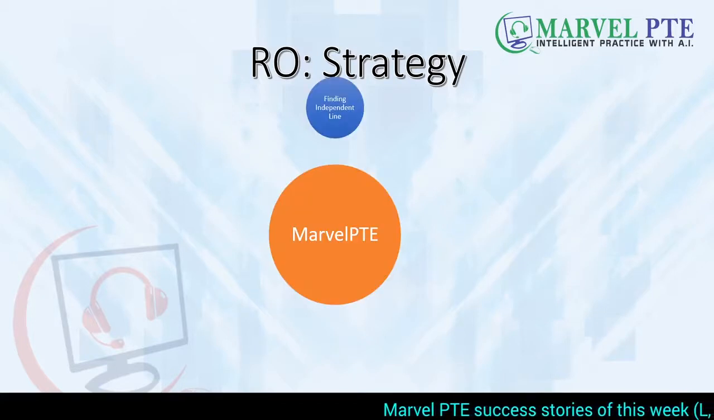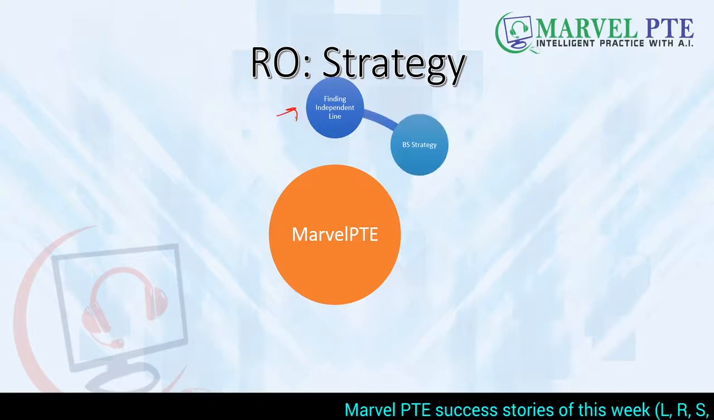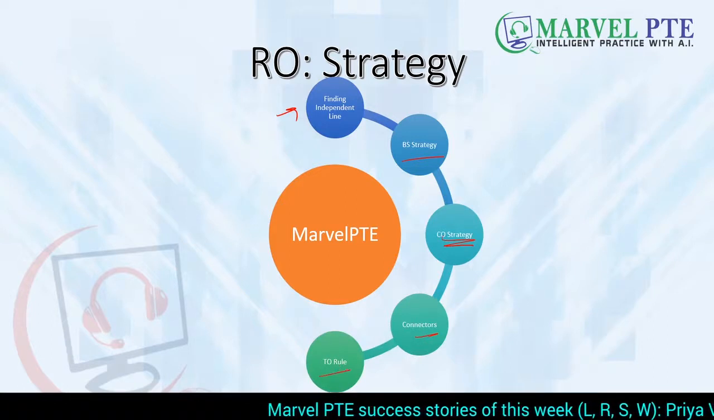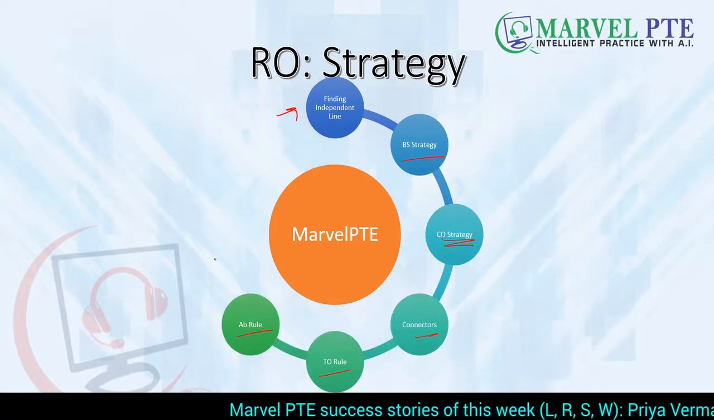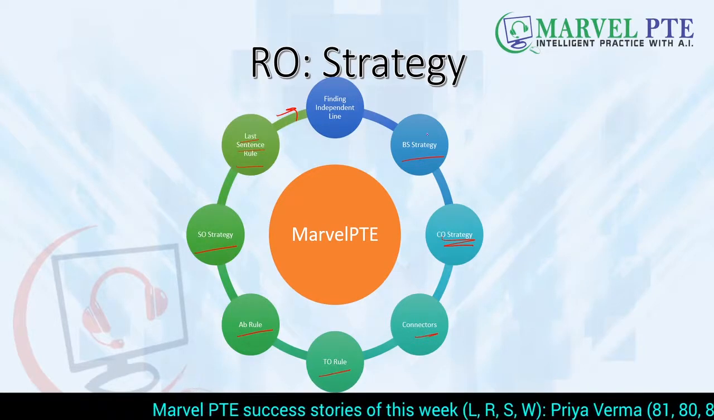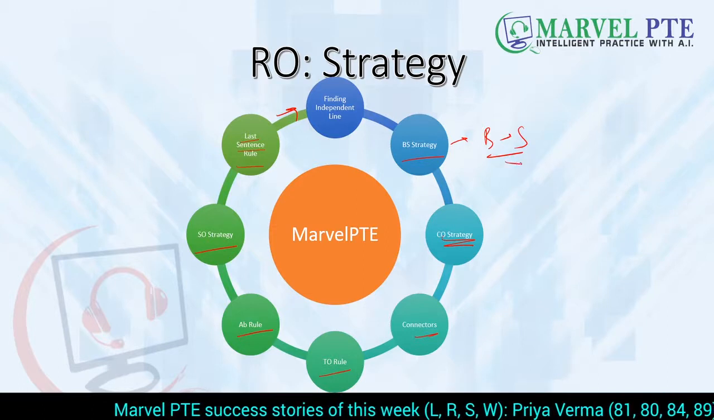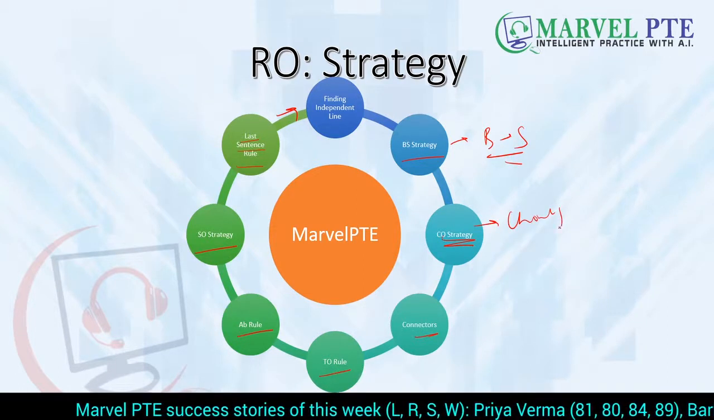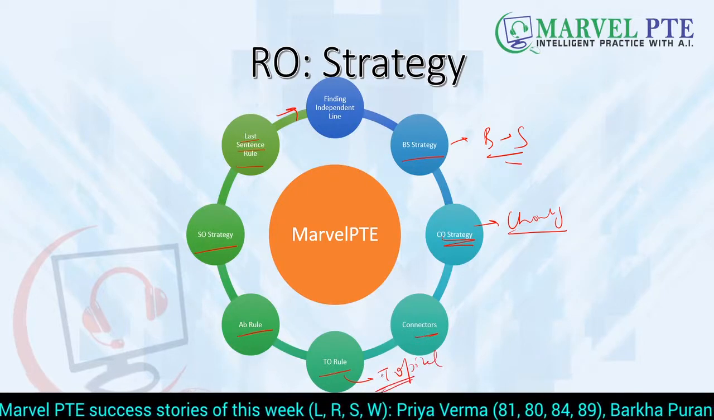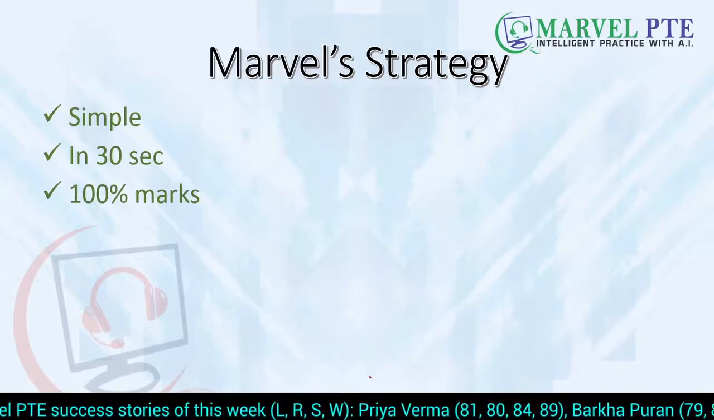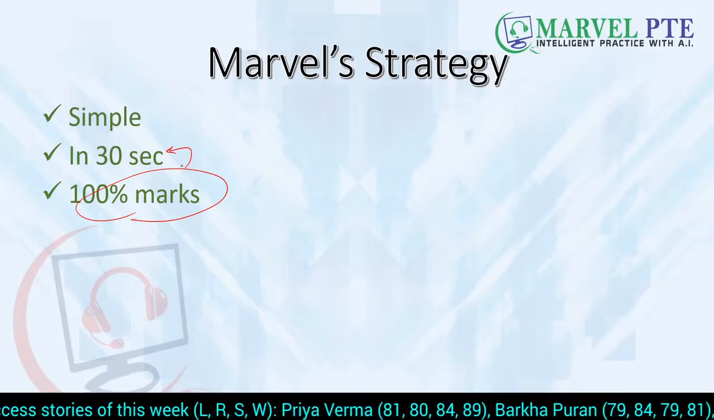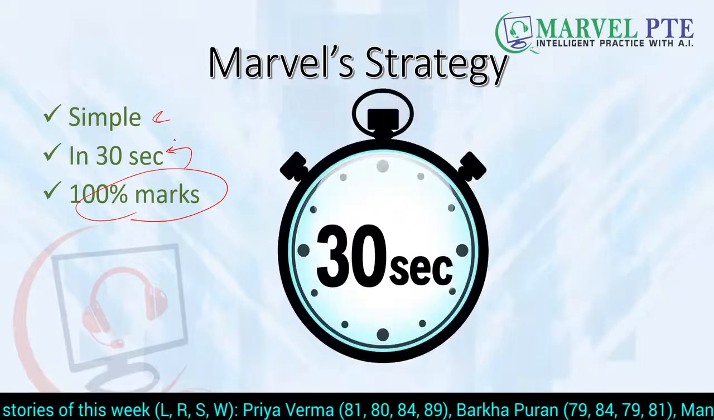With Marvel PTE strategies, we tell you how to find independent line. Then we use BS strategy, we use CO strategy, connectors, TO rule, which is topical order rule, AB is abbreviation rule, SO is subject object rule, and last sentences rule. BS is your broad to specific rule, CO is your chronological order strategy, and then TO is your topical order strategy. We teach all these strategies to our students in detail so that they can score 100% marks. They are able to solve reorder paragraphs in 30 seconds, and all our strategies are simple.